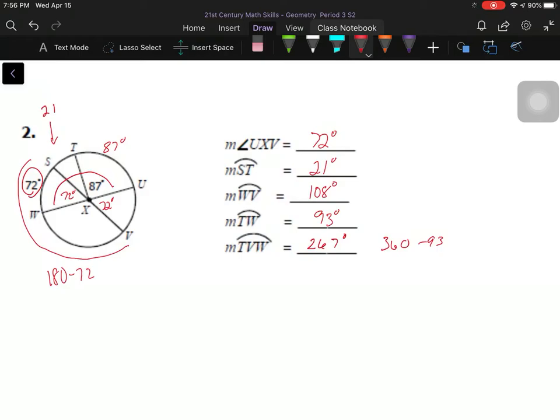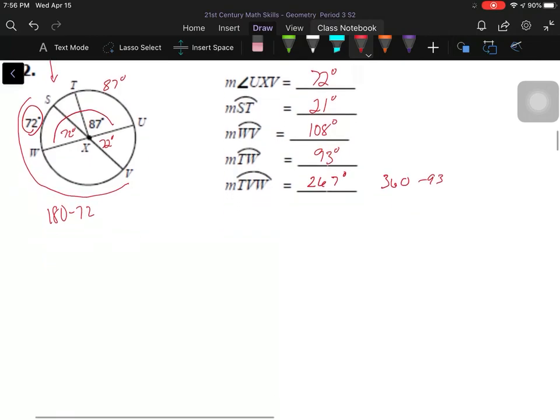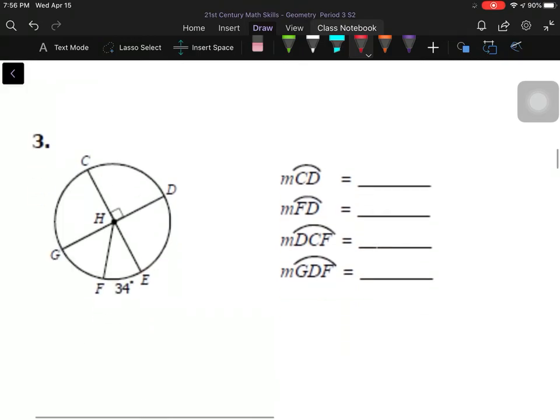Okay. So again, you're looking at central angles being the same as the arc measures they intercept, and there's going to be a lot of adding and subtracting. Things that add up to 180, things that add up to 360, and so forth. Okay, so the next one, CD, that's a right angle, so that's 90 degrees. FD, I know that that's a right angle also, so 90 plus 34 is 124.